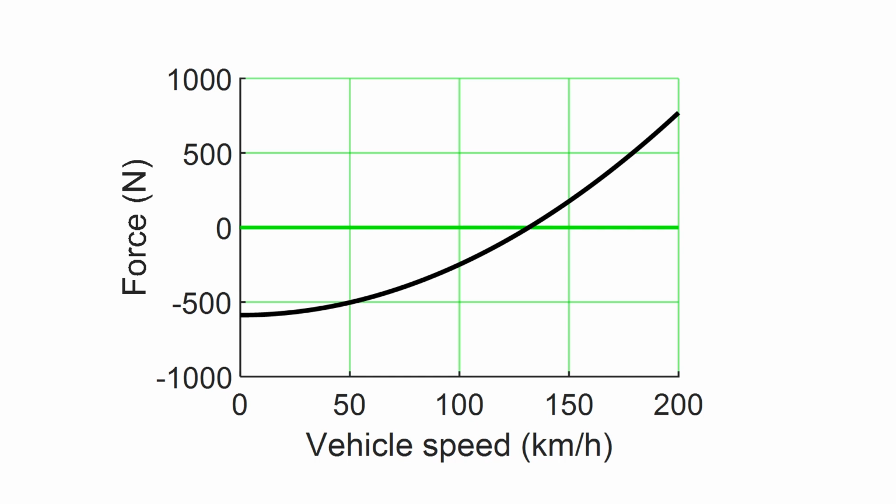The result is that theoretically this vehicle on a very long 5% downhill gradient would be able to reach 130 km per hour without any traction force from a powertrain. It could be driven only by the gradient force. However, it would take a very long time to reach that speed, only accelerated by the gradient force.